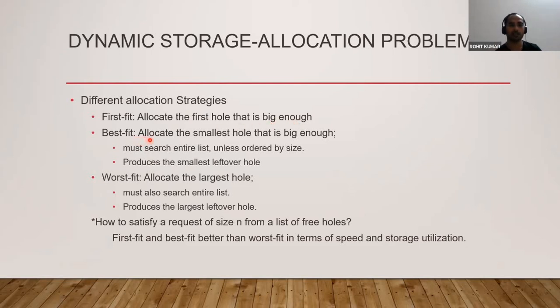Best fit means allocate the smallest hole that is big enough. For example, your process size is 200 MB and there are three holes in the memory, one of 50 MB, one of 250 MB, and one of 220 MB.